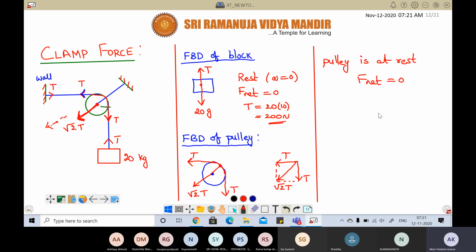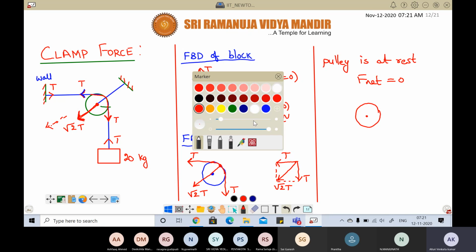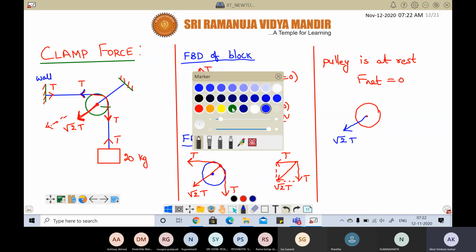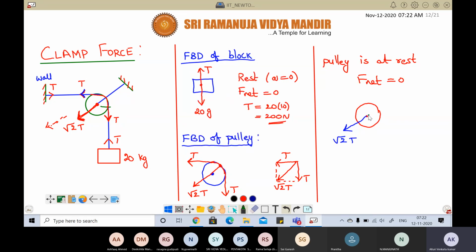So even though a force of root 2T is acting on the pulley in this direction, it is still not moving, which means there is some other force acting exactly opposite to this direction, whose value is equal to root 2T. Then F net is equal to 0, correct or not? Now F net is 0. So this force which is acting along this rod or string is called the clamp force.